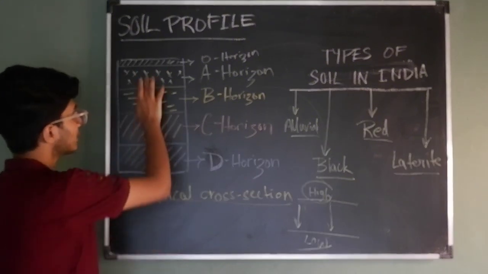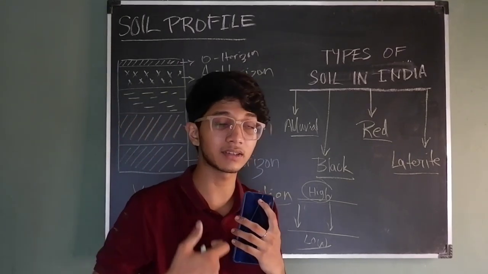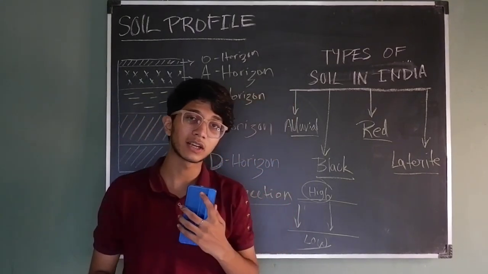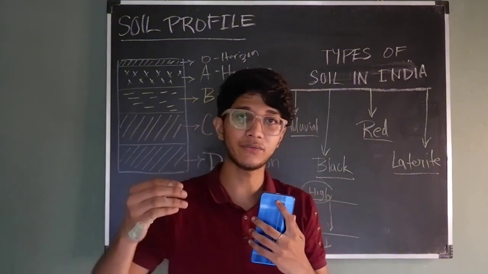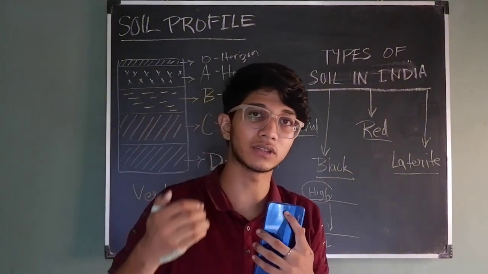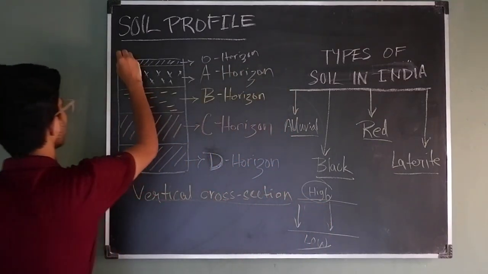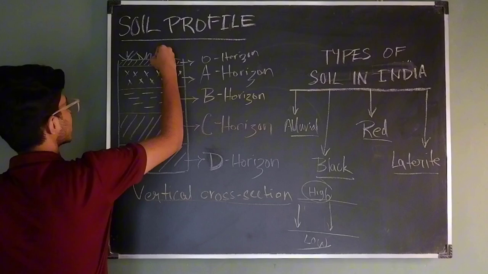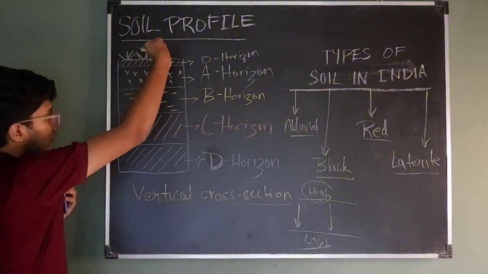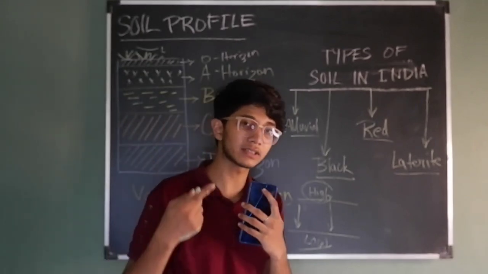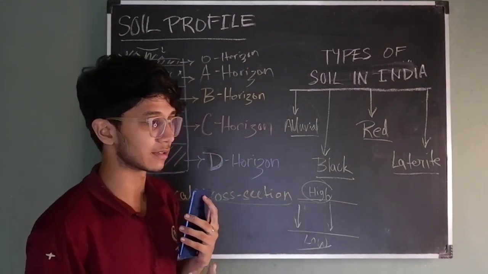Okay, so let's start with the O horizon. The O horizon, also known as the organic horizon, is the region which contains all the dead and decayed particles. Whenever a leaf falls, it usually falls first on the O horizon, the surface, the area with all the grass. The O horizon is the topmost part of the soil, and after that comes the A horizon.